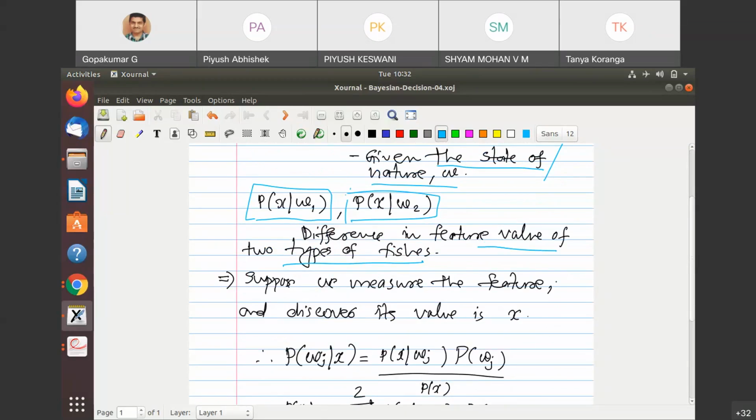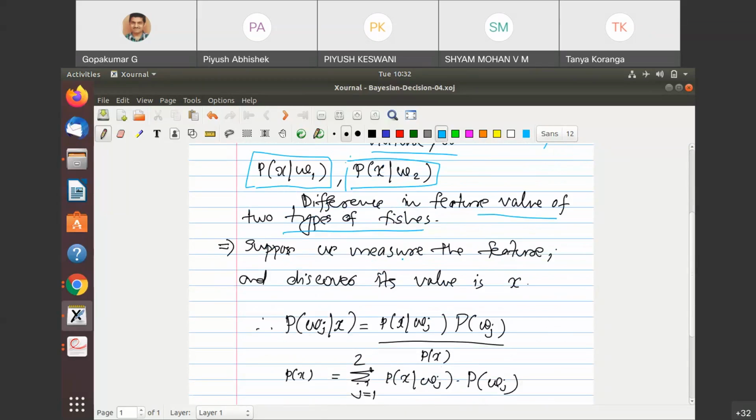Then assume that we measure the feature and observe that its value is x. So once you are given x, the feature vector or a simple feature, we know that this is a lightness value.